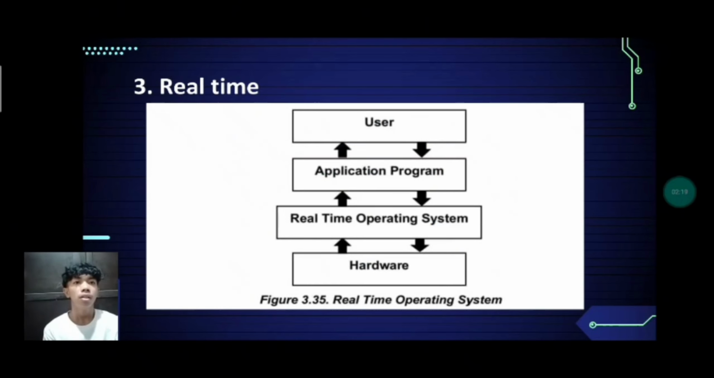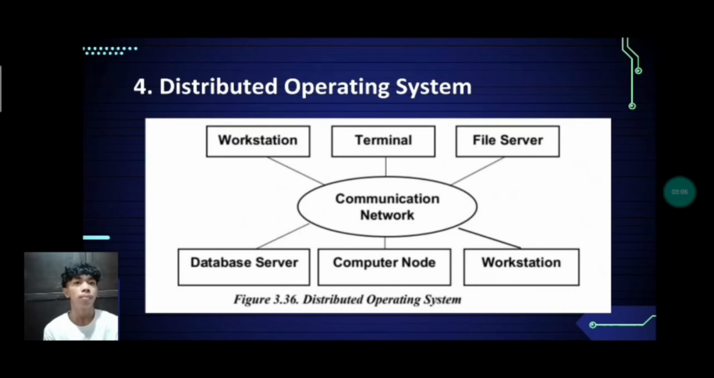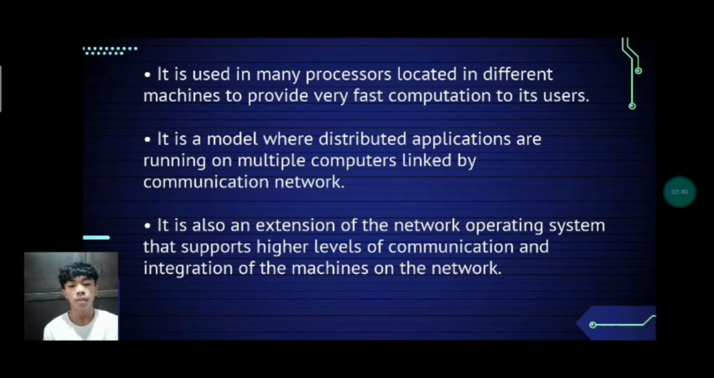Number 3. Real-time operating system. Real-time operating system is designed to provide immediate and predictable response times to tasks and events, making it crucial for applications where precise timing and low latency are critical, such as industrial automation and aerospace systems. Distributed operating system. Distributed operating system manages and coordinates a network of interconnected computers, enabling them to work together as a single integrated system, often used in large-scale distributed computing environments.